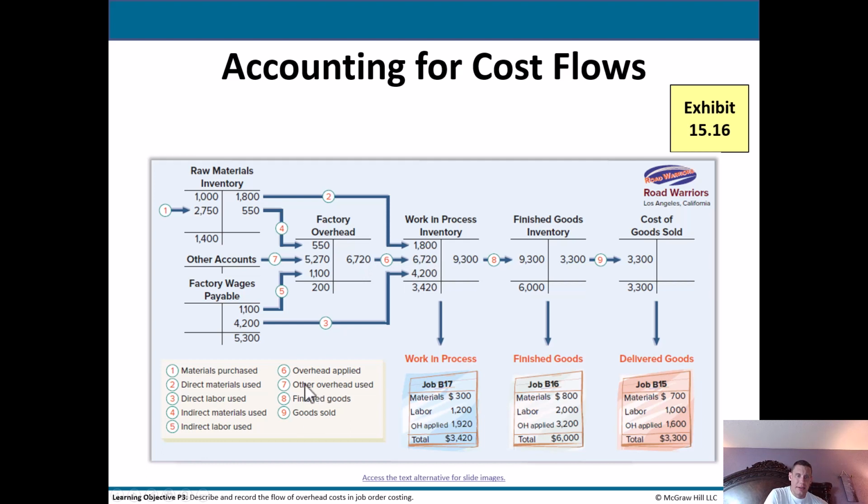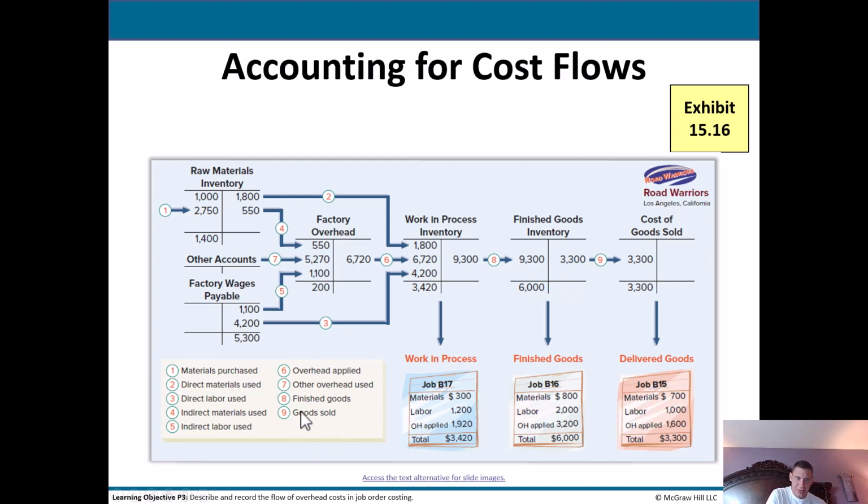And then let's see, number seven, any other overhead that they used, any other accounts, you can see it was transferred to factory overhead. Number eight, finished goods. So this is where we're transferring $9,300 worth of units, goods from the assembly line, work in process inventory, over to the warehouse, finished goods inventory.